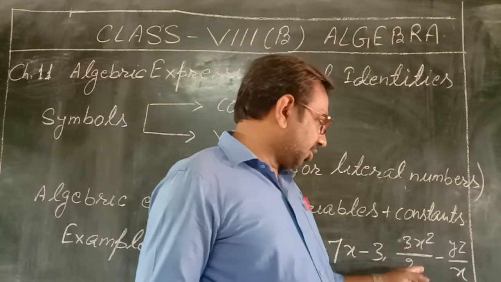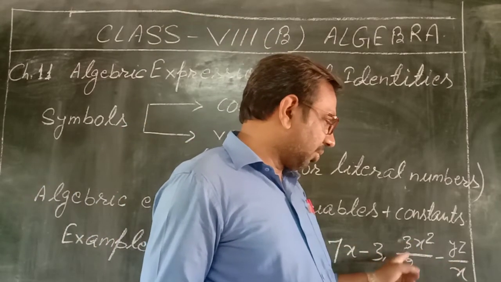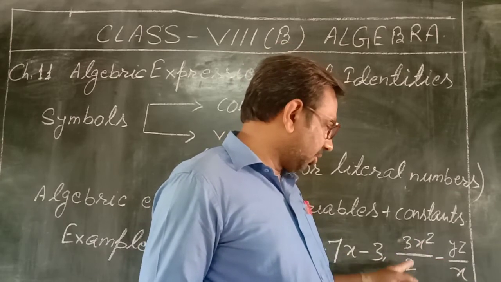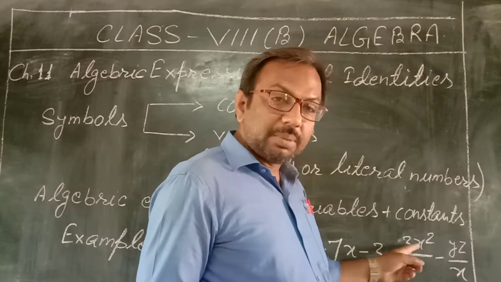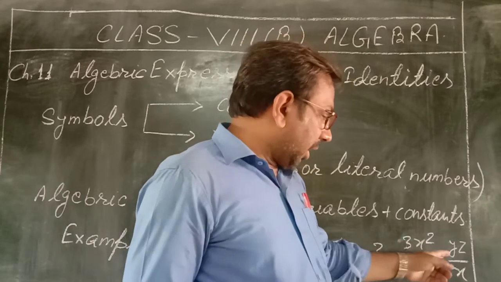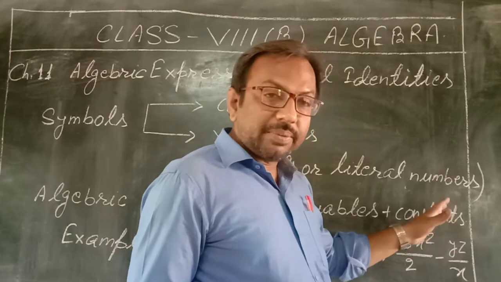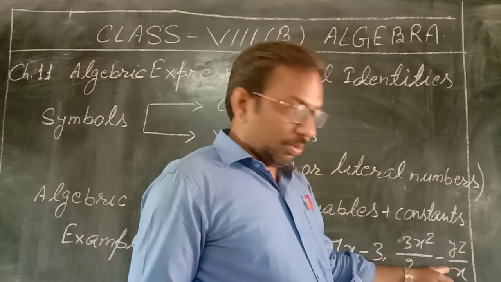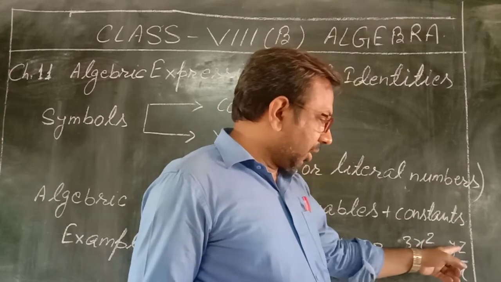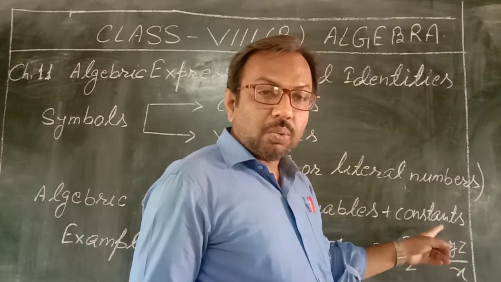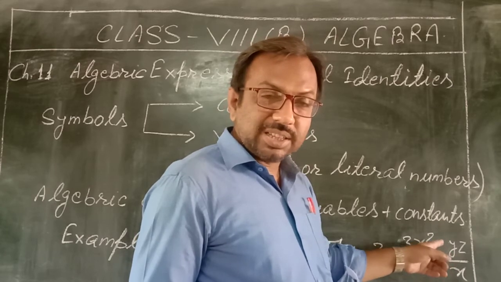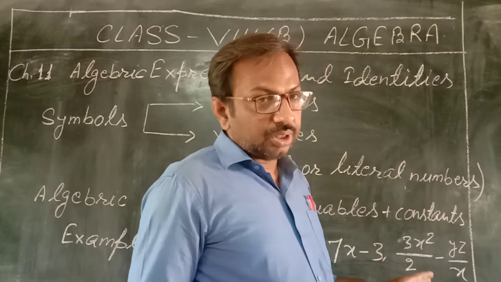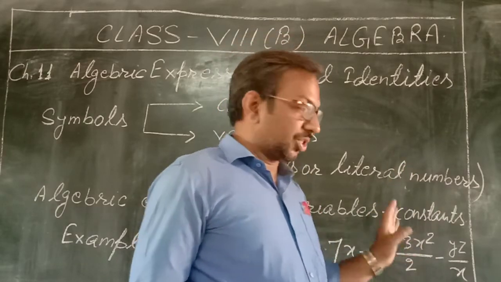Now this is 3x square by 2 minus yz by x. There are two terms separated by the minus sign. In the first term, 3x square by 2, this 3 by 2 is the constant term and x square is the variable. And in the second term, yz by x, all are variables. If you want to know what the constant term is when no number is written, it is 1. 1 is the constant term that is hidden. If 1 is the constant term, it is not written with the term of the algebraic expression.